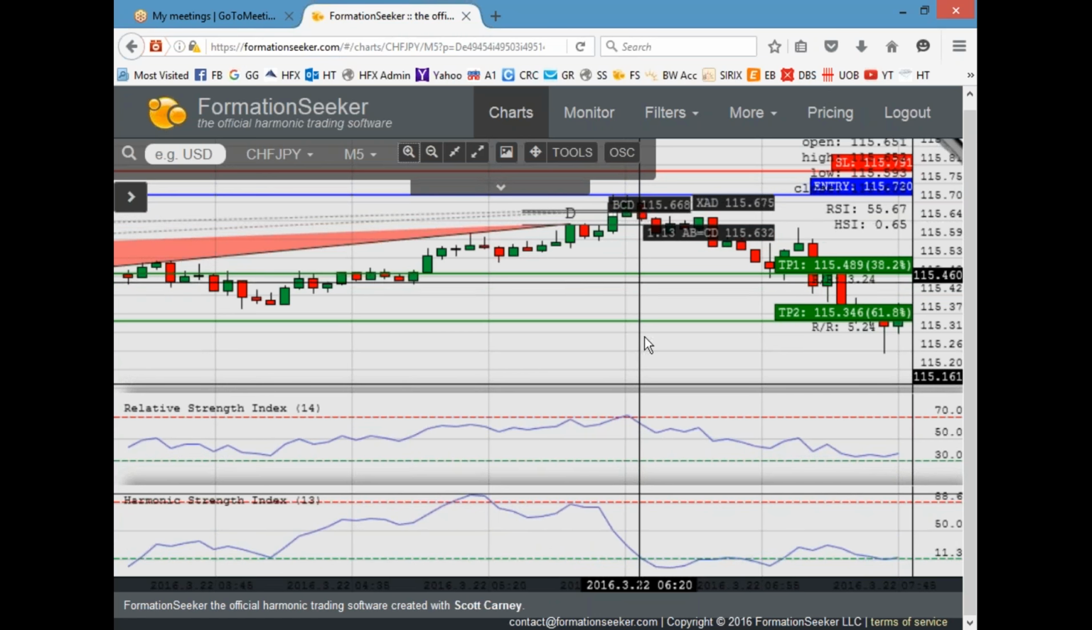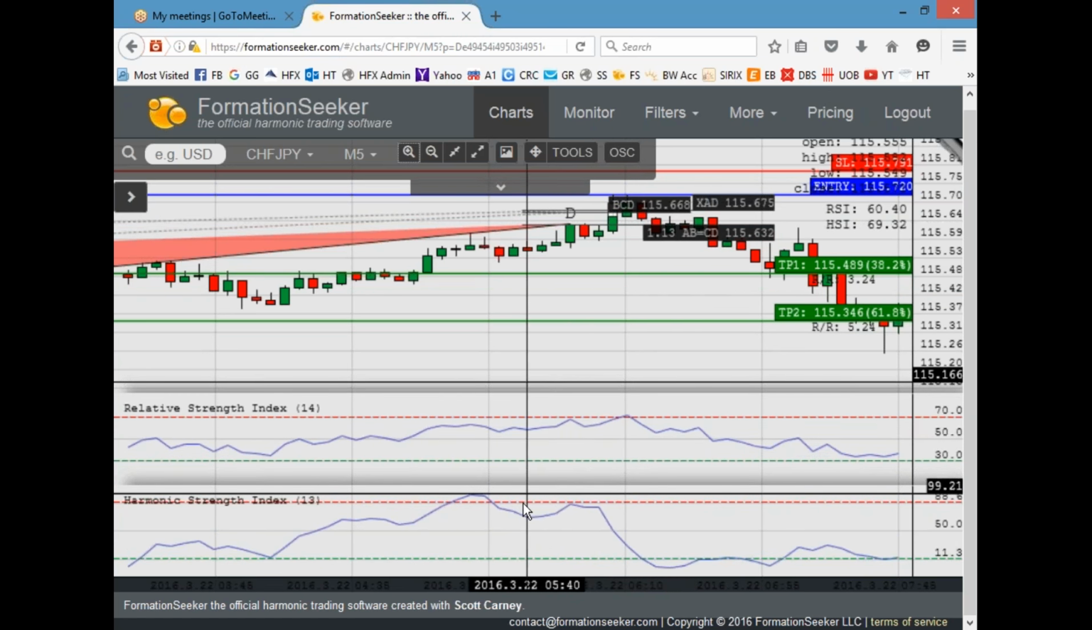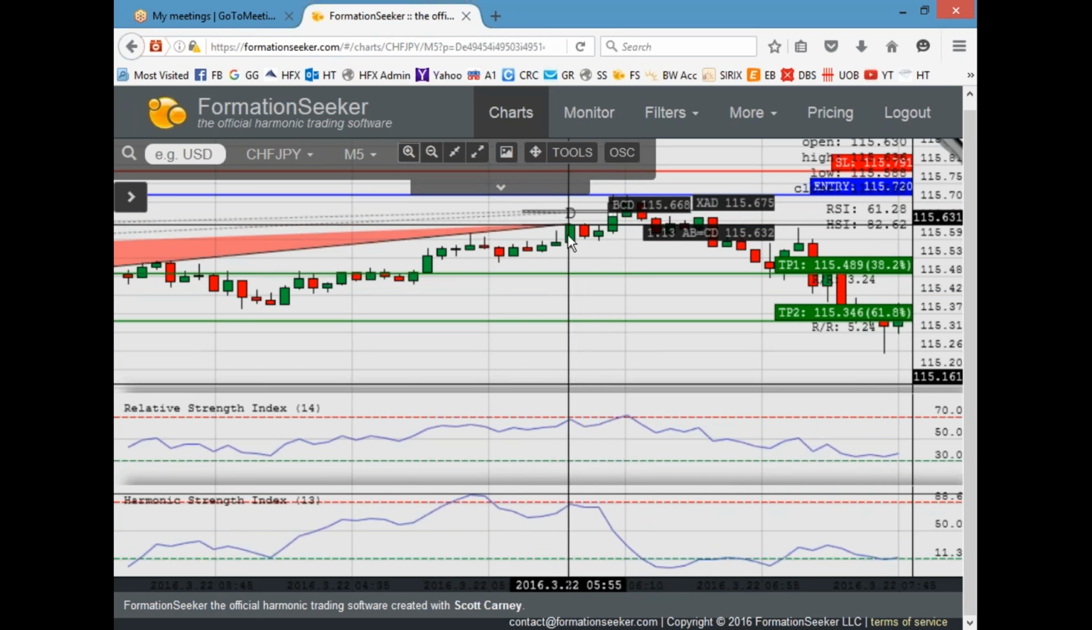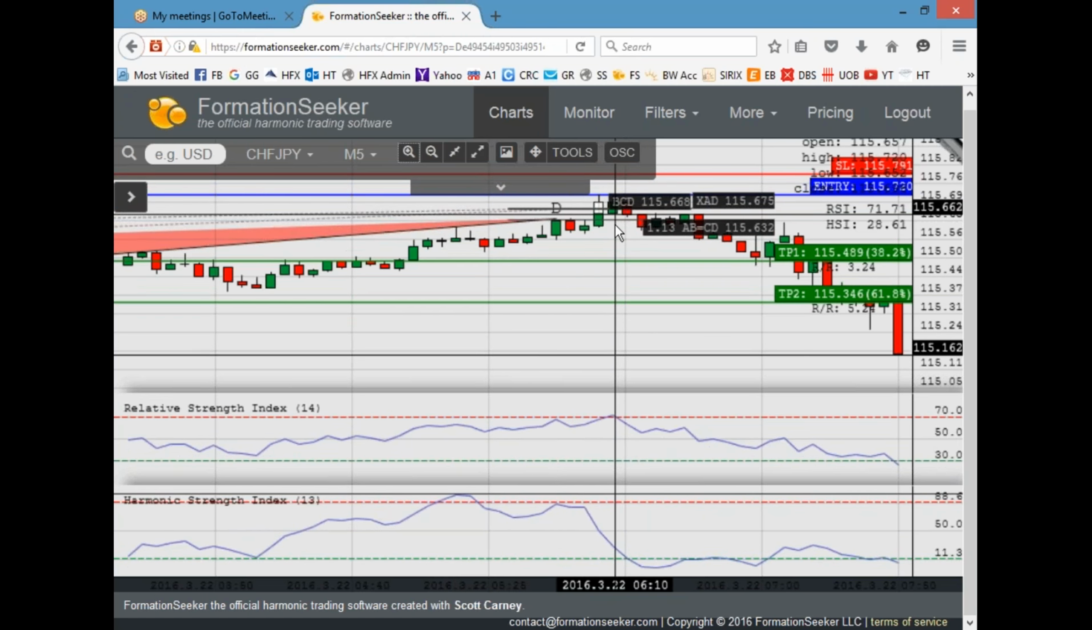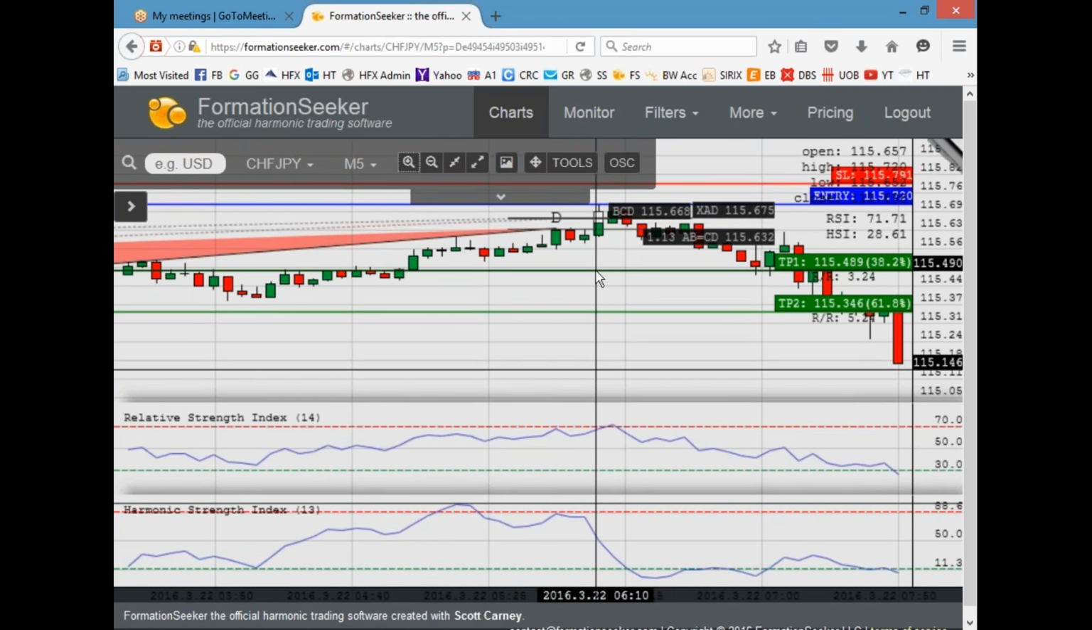Is this a perfect trade? Maybe not. Maybe the HSI is not good enough for me. So I would have skipped this also, strictly following rules. But from a harmonic pattern perspective, this was a really good trade.